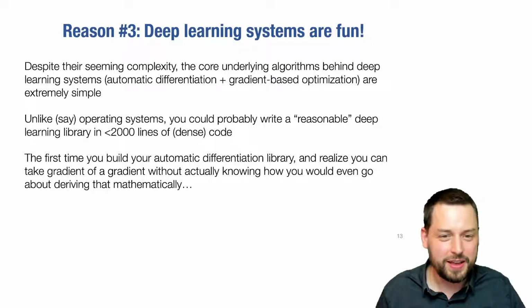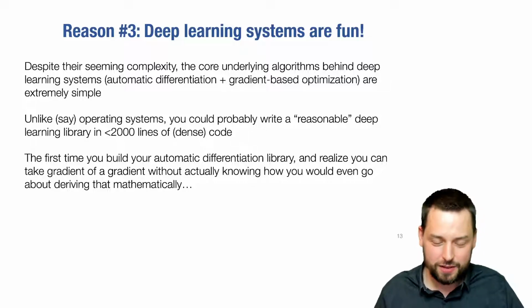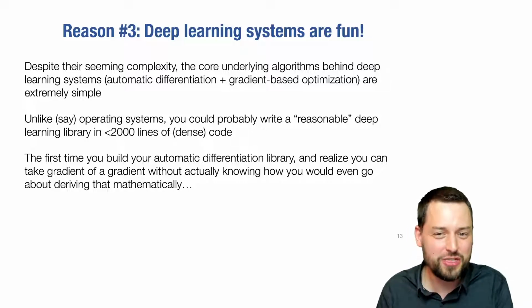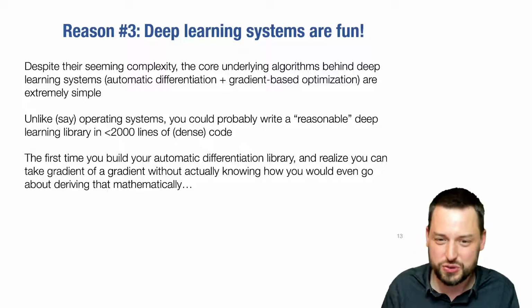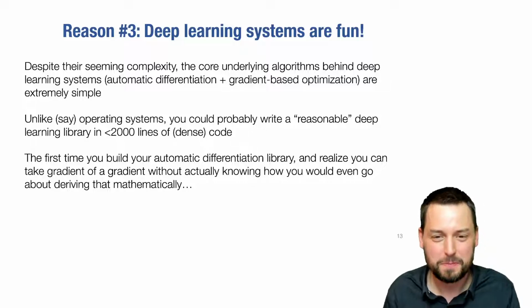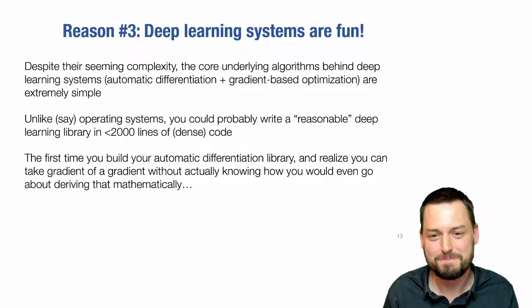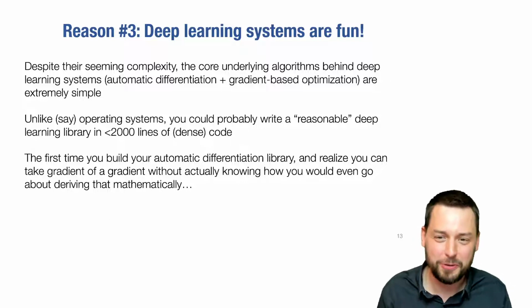I remember the first time I built an automatic differentiation library, and I realized that I could form some complex expression, take its gradient, and then form an even more complex expression of its gradient and differentiate through that. And do all that despite the fact that I would really struggle to even derive that by hand, right? I probably could do it, but it would take me quite a while to derive this manually. Yet, I could write some code that did it. This is really, really cool, and it's an experience I think everyone working in deep learning should have.